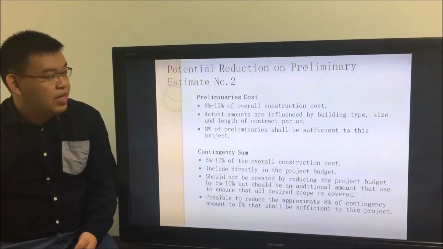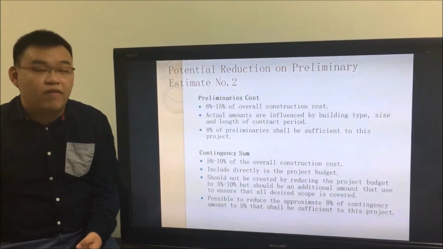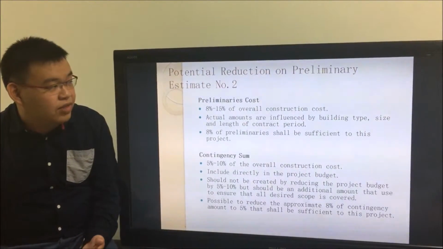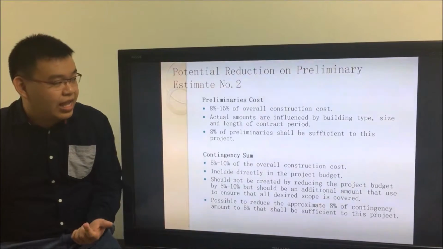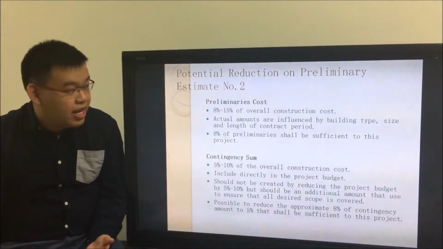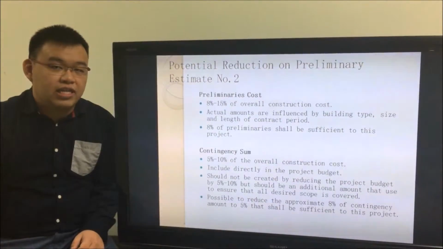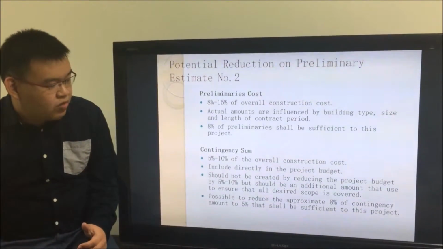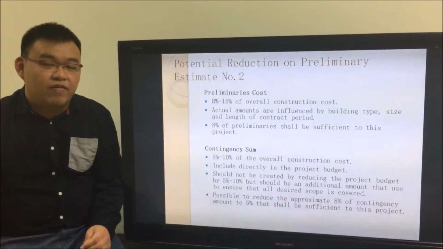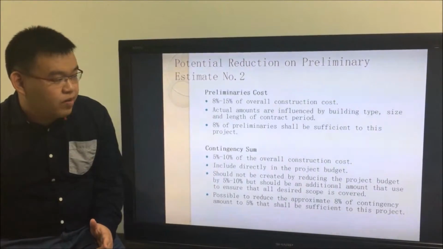Okay, for the preliminary cost, it is normally in the range of 8% to 15% of overall construction cost. So its actual amount is influenced by building type, size, and length of contract period. Normally, 8% of preliminary shall be sufficient for this project. For contingency sum, 5% to 10% of the overall construction cost shall be sufficient. It is included directly in the project budget.